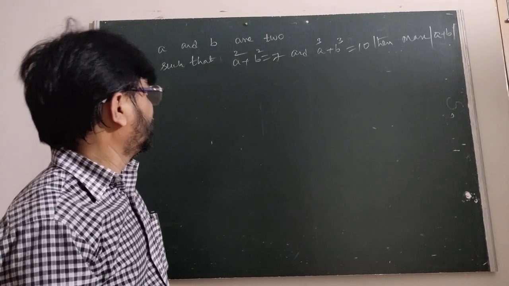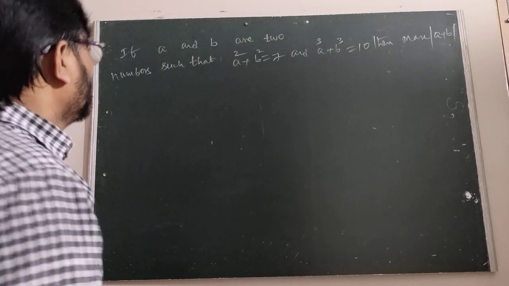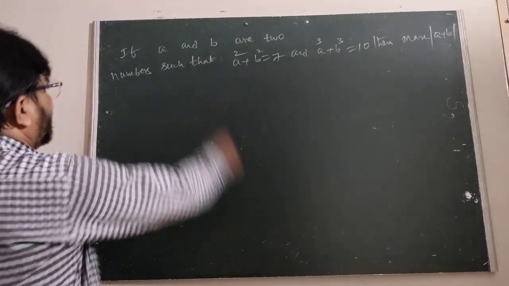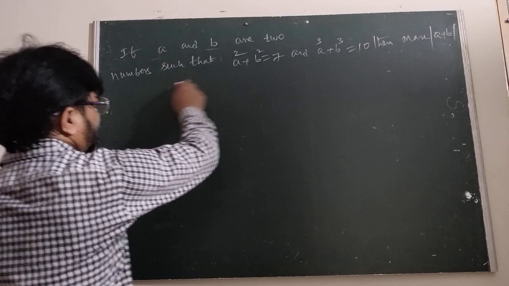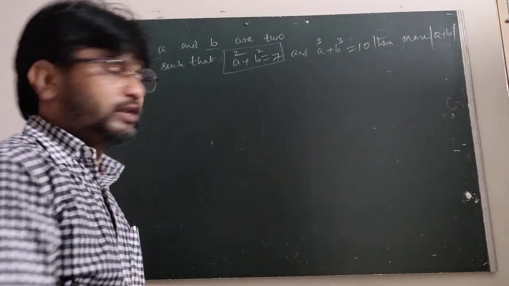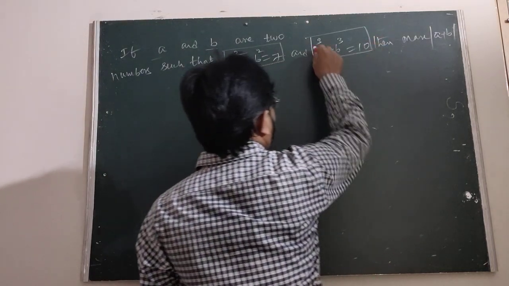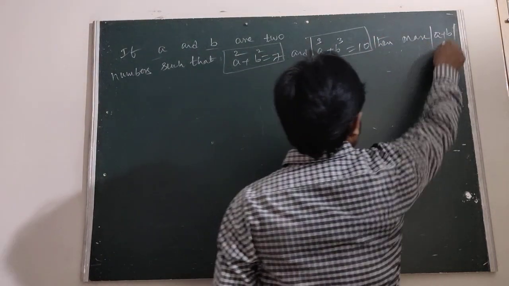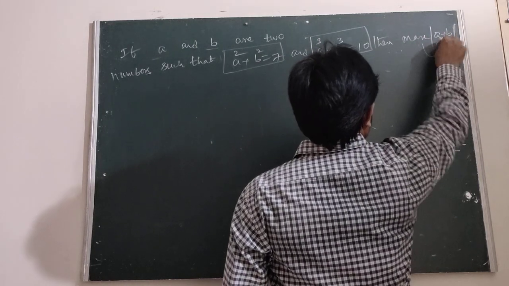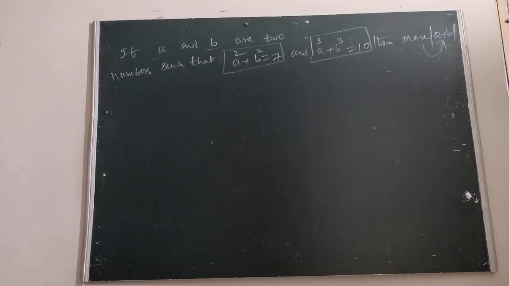So now we are going to the next question. If A and B are two numbers such that A square plus B square equals 7, and the value of A cube plus B cube equals 10, find the maximum value of modulus of A plus B.